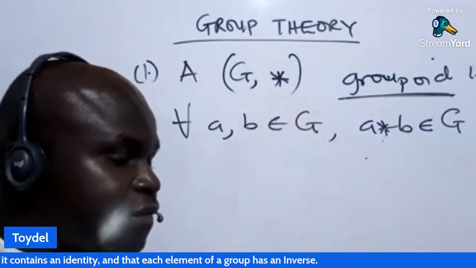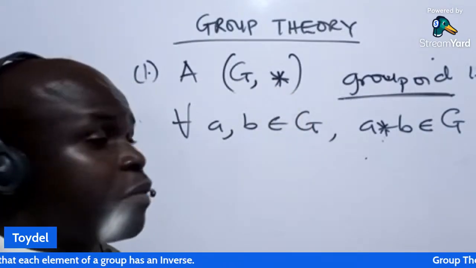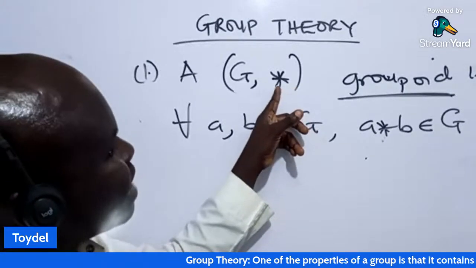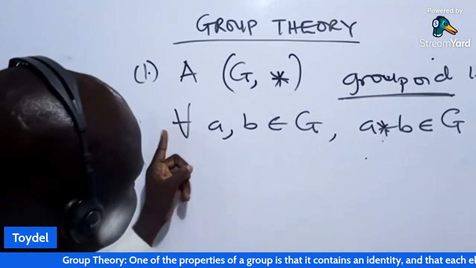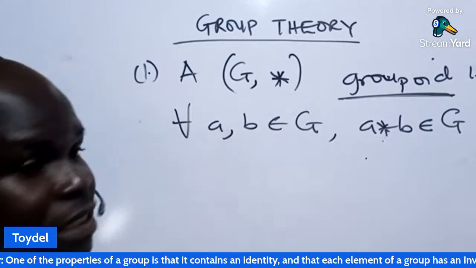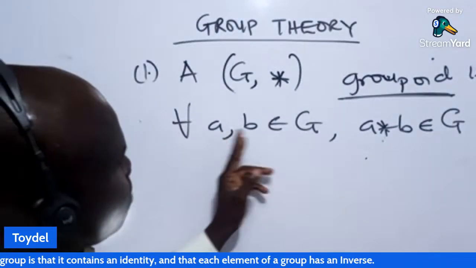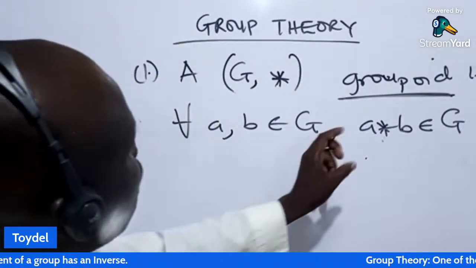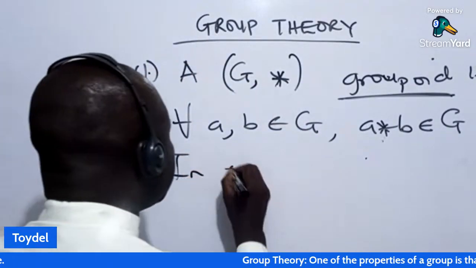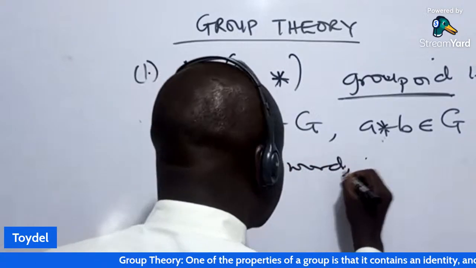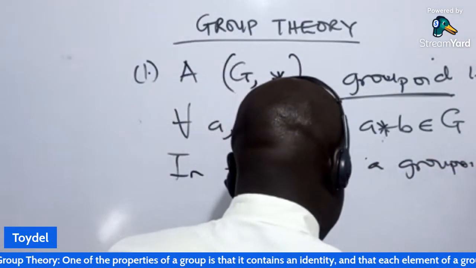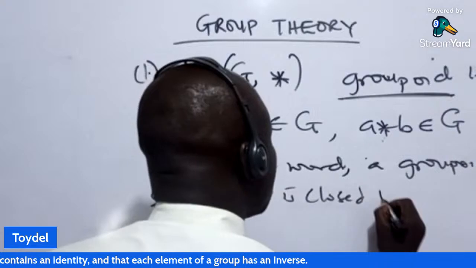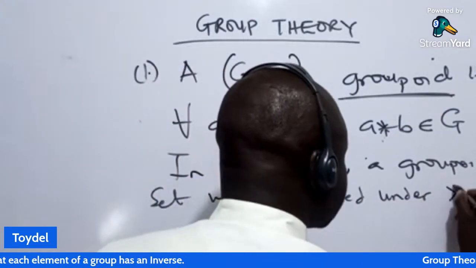The operation could be addition, subtraction, division, multiplication, it could be any. We have so many operations in mathematics, but we decide to represent that operation as asterisk here. So for all elements a, b that belong to G, a asterisk b must also belong to G. And that is the definition for a groupoid. In other words, a groupoid is a set which is closed under a binary operation asterisk.